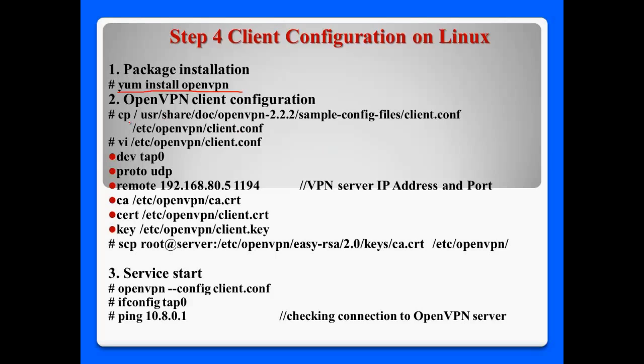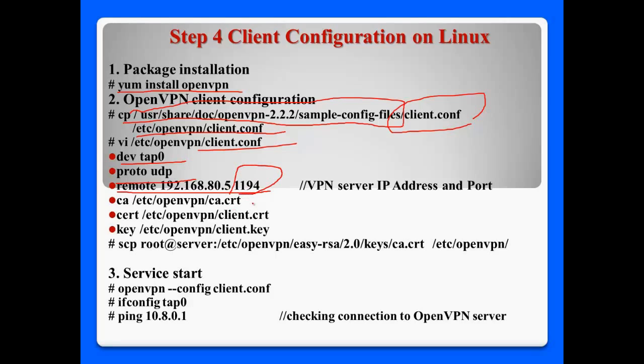If we are successful to install this package, then we can find this directory, /usr/share/doc/openvpn/sample-config-files. In this directory, we need to copy client.conf to /etc/openvpn/client.conf and open it here. First one, device tap0 like this, and the protocol UDP. And the remote here, we have to write down the exact IP address of the VPN server with port number like this.